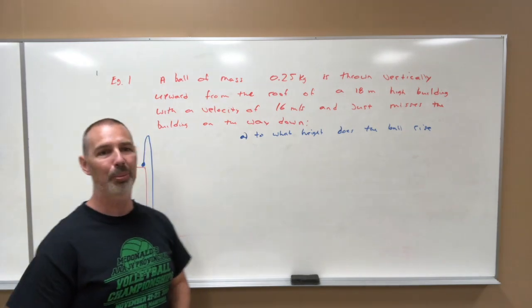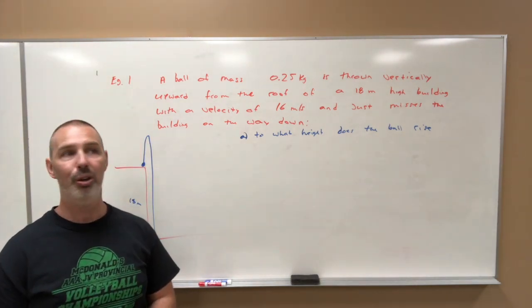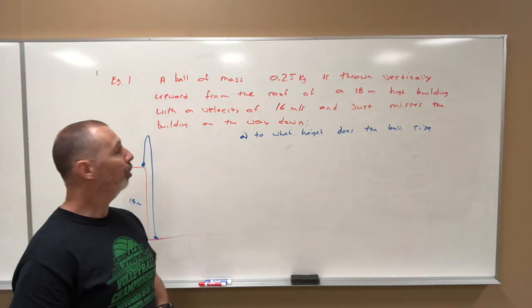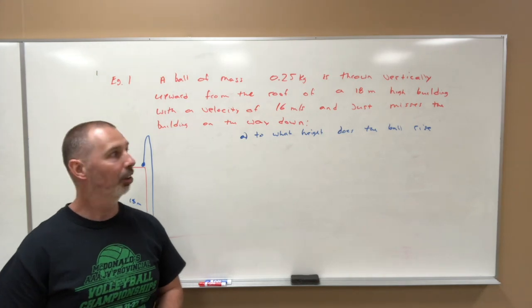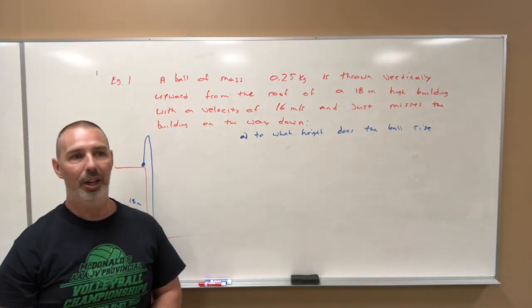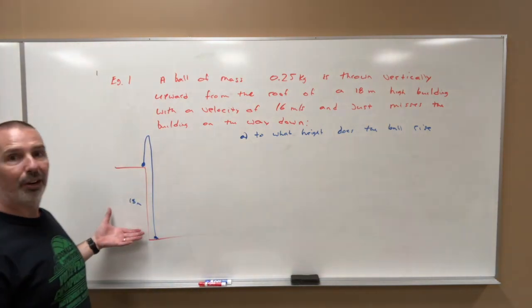All right, here's our sample problem. We have a ball that has a mass of 0.25 kilograms. It's going to be thrown vertically upwards from the roof of an 18-meter high building with a velocity of 16 meters per second. The ball's going to go up and it's going to come down, and it's just going to miss the edge of the building on the way down, and we want to find some pieces of information about this.